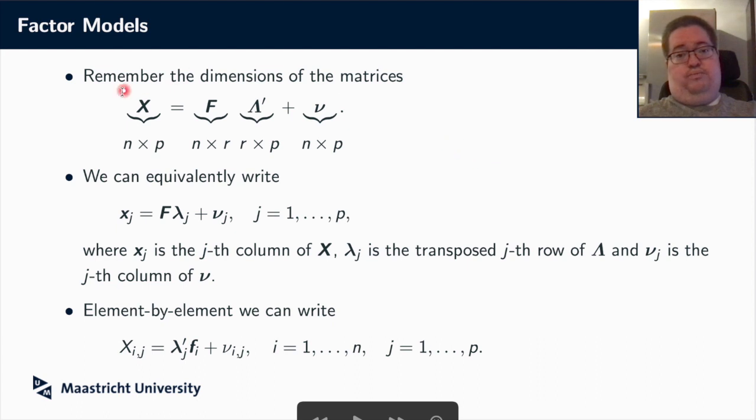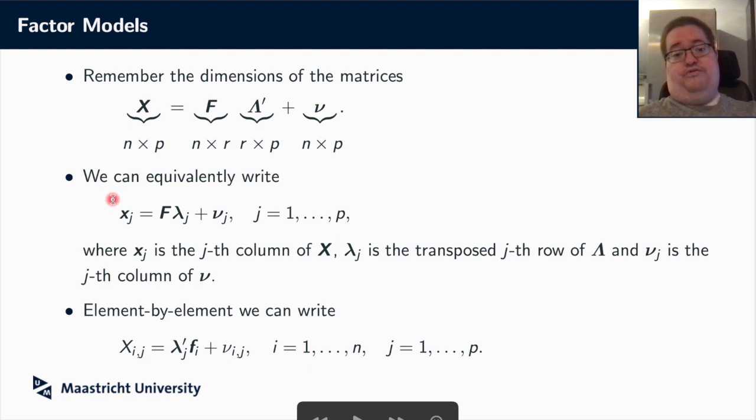Now again, to make sure we have all our dimensions right, X is n times p. Then F is n times r. So it is the observations, but r factors, and r being small. Then of course lambda is now here transposed, so we have lambda prime being r times p. And of course the idiosyncratic components have the same dimension as X, n times p.